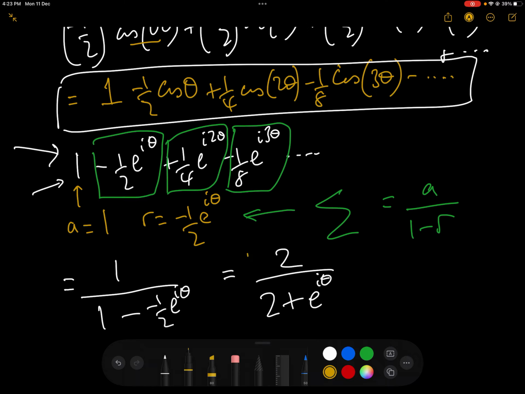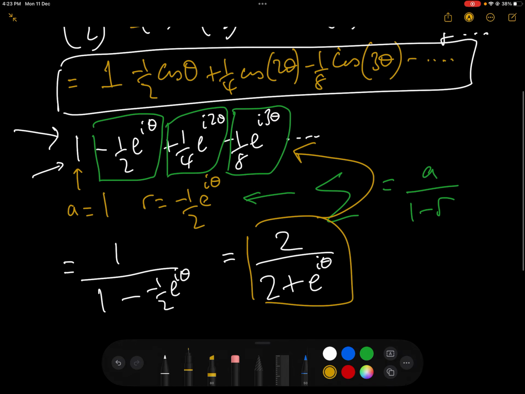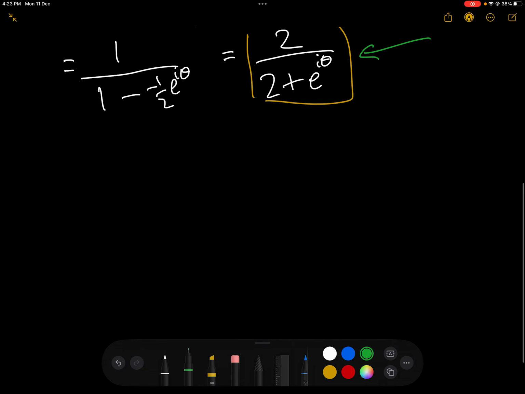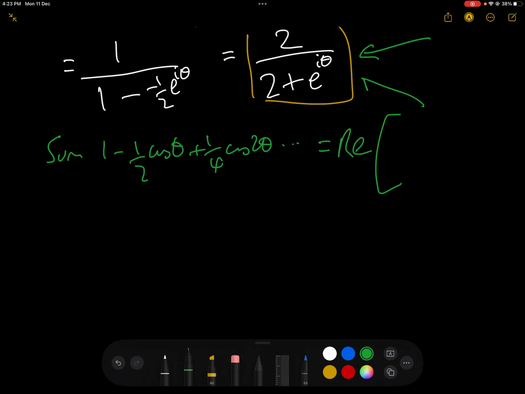Okay, now that is the sum of this, and in actual fact we want to find the sum of this, which is the real part of that. So the sum that we actually want, which is equal to 1 minus a half cos theta, add a quarter cos 2 theta, etc, etc, etc, is the real part of this sum here, which is what we just worked out, 2 over 2 add e to the I theta.